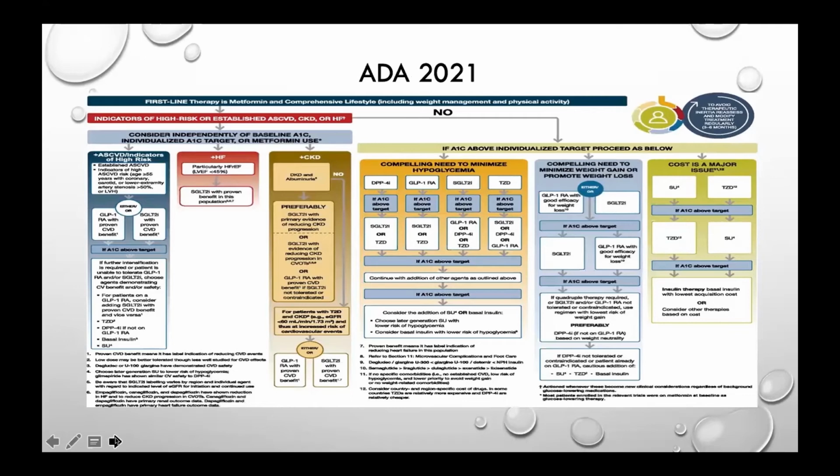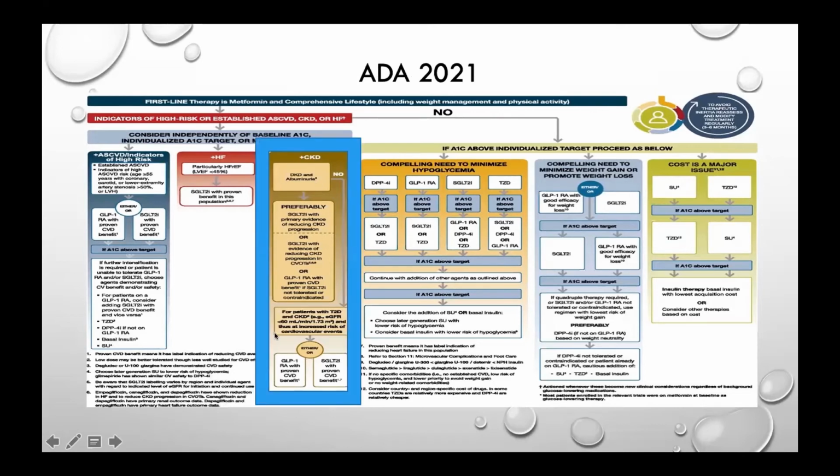This all led to a radical change in the guidelines, and ADA 2021 has started suggesting that you have to consider some drugs independently of baseline A1C, individualized A1C target or metformin use, and SGLT2 inhibitors right up there. You can see if the patient has CKD and albumin excretion, you have to prefer an SGLT2. You may have to remove other drugs if they are not providing the pleiotropic benefits on the kidneys and bring in an SGLT2, even if the patient is at target A1C or the patient does not have very high HbA1cs.